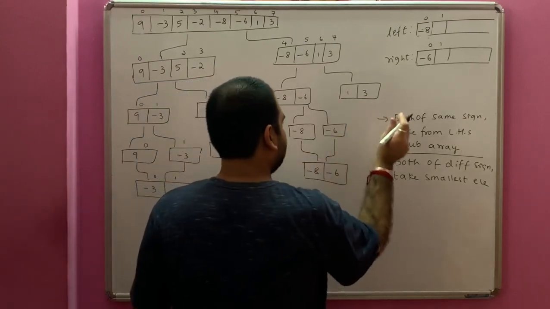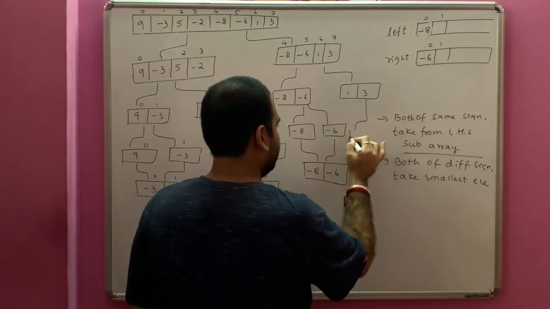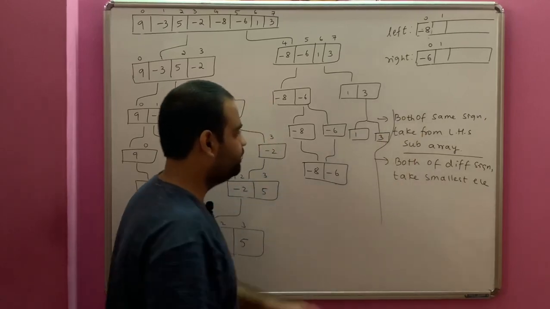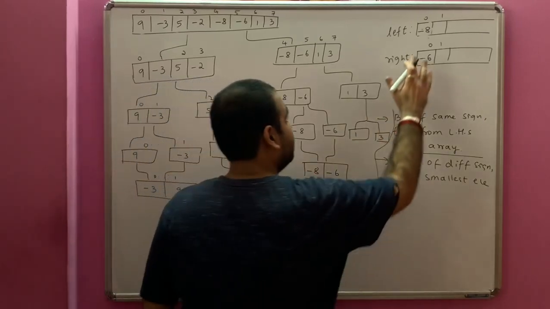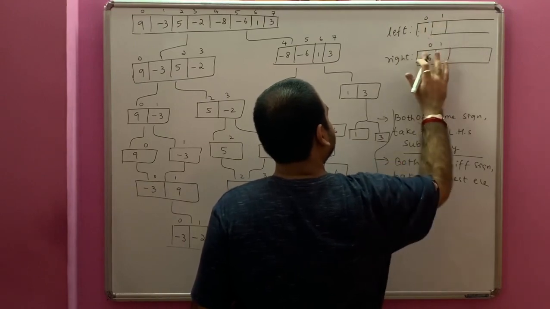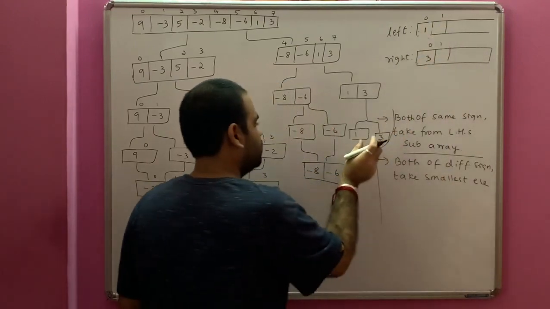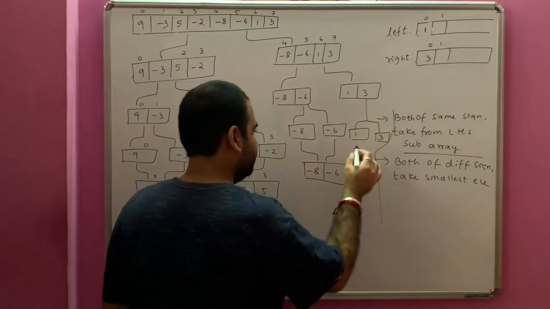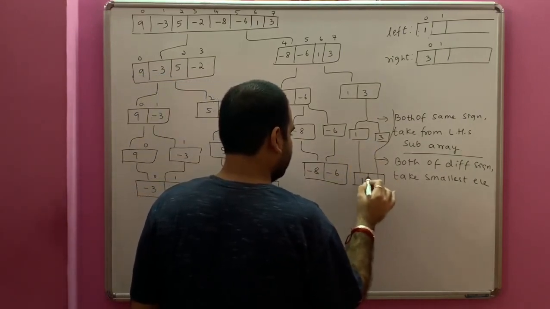Now, this is 1 and 3. Okay, let me write over here. This is 1 and this is 3. Now, what is on the LHS subarray? It is 1. And what is on the RHS subarray? It is 3. Both are of the same sign. Take from the LHS subarray. And what is from the LHS subarray? It is 1. Then it becomes 3.